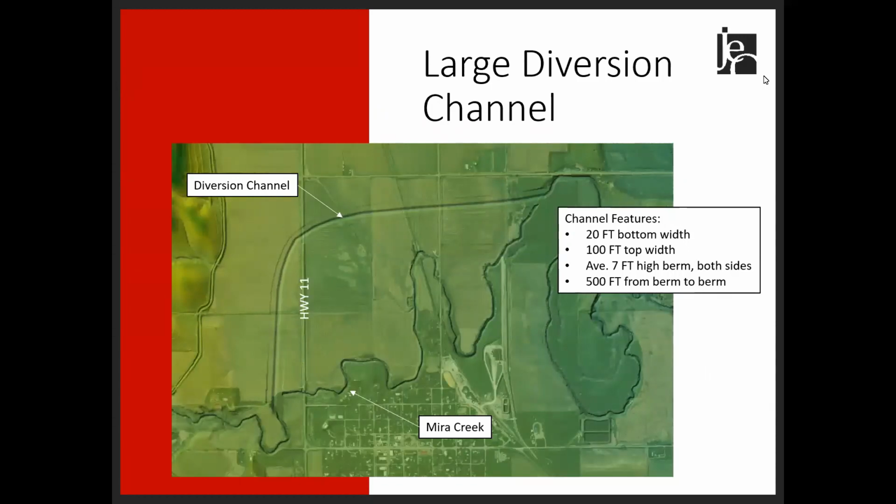The next option is the large diversion channel. You can see the diversion channel that connects to the Mira Creek west of Highway 11 and runs to the north and the east and connects near the county road. The diversion channel is approximately 20 foot wide at the bottom, 100 foot wide at the top, and is contained by 2 berms on each side that are approximately 7 feet tall. Each of these berms are approximately 500 feet apart.